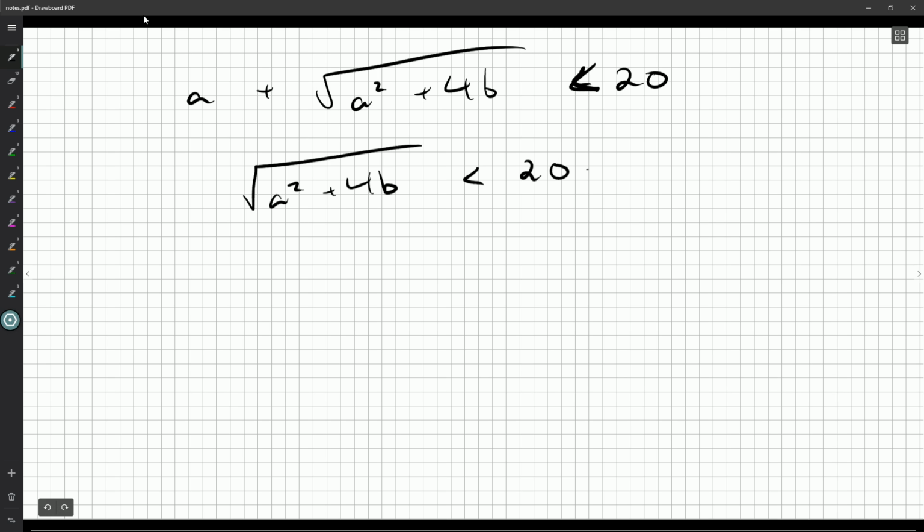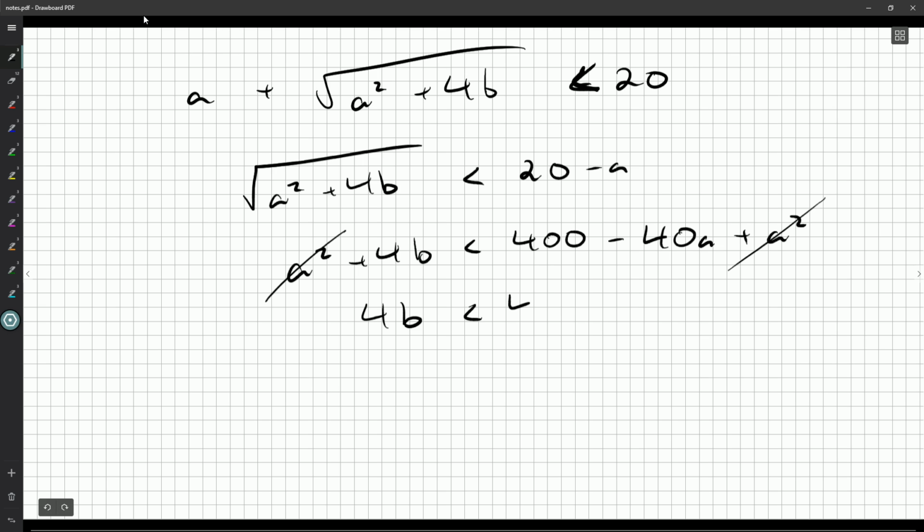I suppose I could subtract a from both sides, and then square both sides. Now, I'm a little wary to do that, just because squaring inequalities can be not the most pleasant thing. But we'll get 40a and then a squared. So now the a squareds go away. So 4b is at most 400 minus 40a. Divide by 4. b is at most 100 minus 10a.